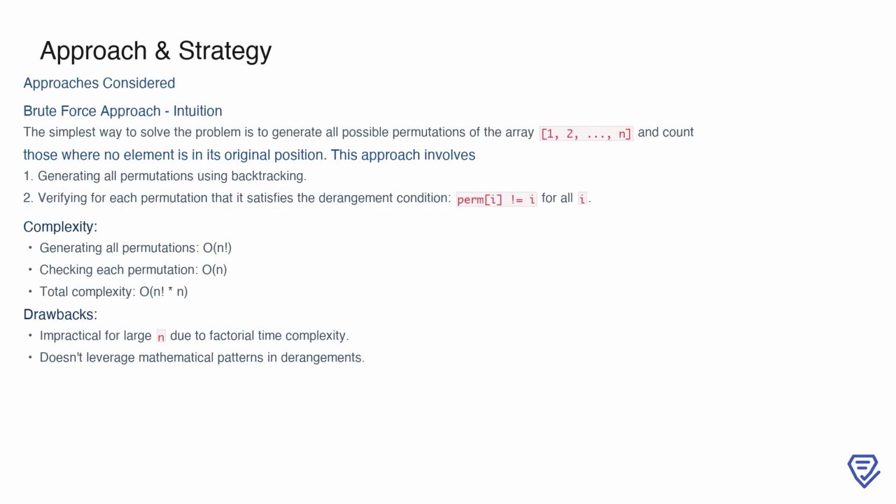However, the main drawback of this approach is its inefficiency. Generating all permutations takes factorial time, O(n!), and verifying each permutation adds an additional O(n). As a result, the total complexity becomes O(n! * n), which grows extremely quickly as n increases. This makes brute force impractical for large arrays, especially since it does not take advantage of mathematical patterns in derangements that could simplify the process.